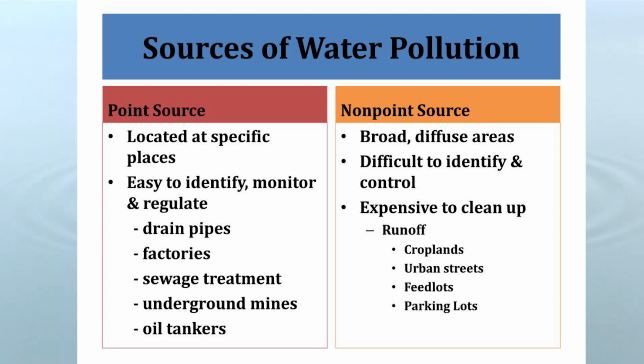Now we come to the non-point sources. Non-point sources include broad and diffuse areas. They are very difficult to identify and to manage because the area involved is very large, and they are very expensive to clean up. For example, runoff from croplands, urban streets, and parking lots are a few sources of non-point pollution.